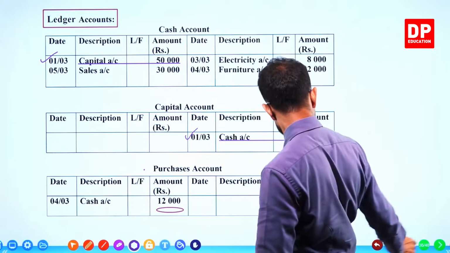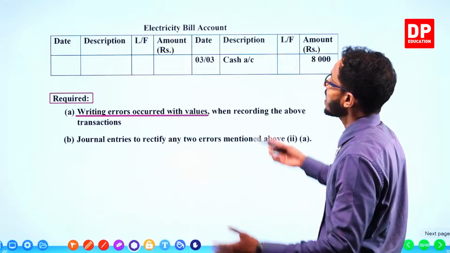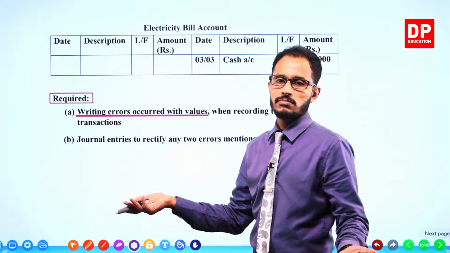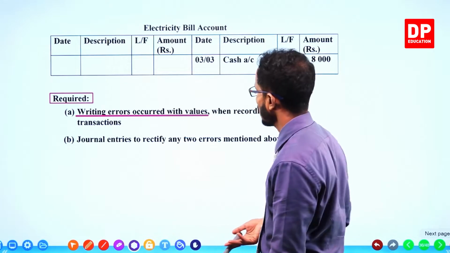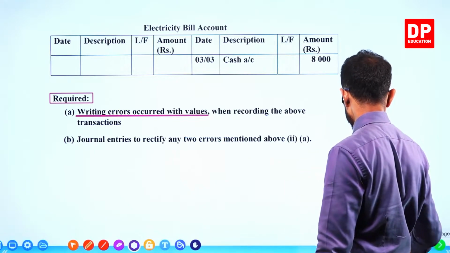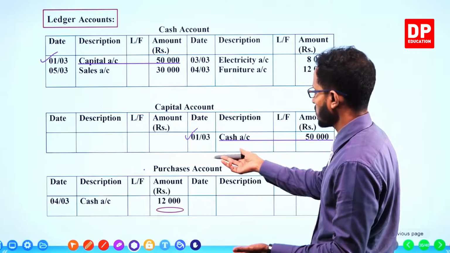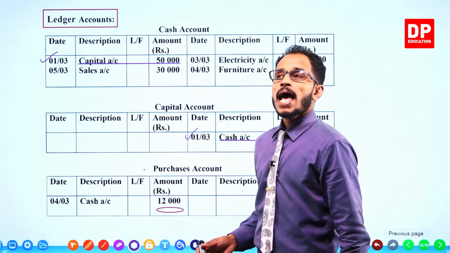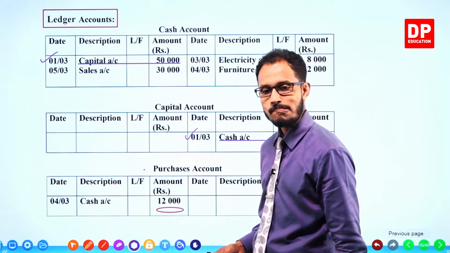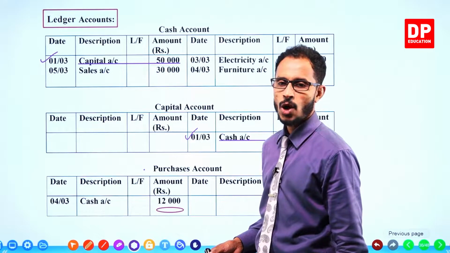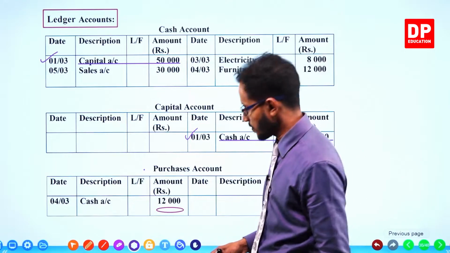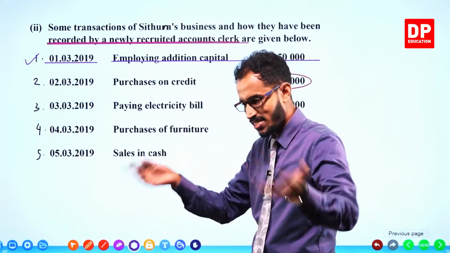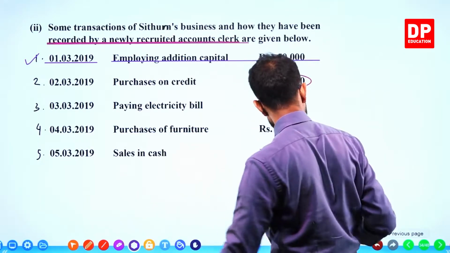Where is the creditor's account? Creditor's account must be credited. There is no creditor's account. In the purchases account, there is no purchases. That 45,000, it's missing. Yep, it's an omission. The transaction is completely omitted or forgotten or missed. It has not been recorded. That is the first error.